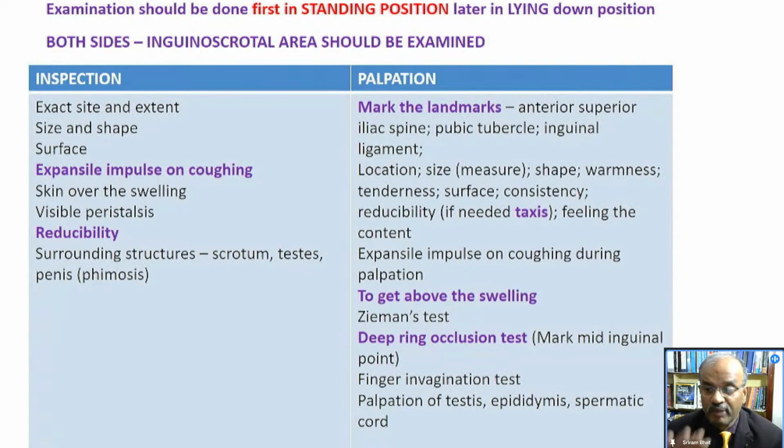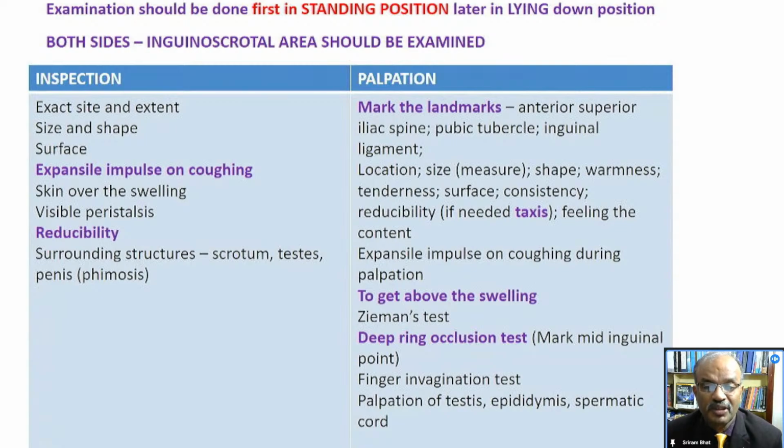So remember the 5 fingers. Thumb is for the deep ring occlusion test. These 3 fingers, index, middle, and ring finger, are for the Zieman test, and the little finger for the finger invagination test. So all 5 fingers are used to do different tests. But the most important test is the deep ring occlusion test. But if you want to do all these tests, the Zieman test should be done first.